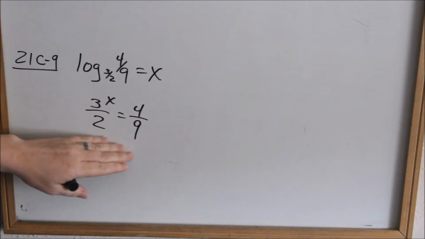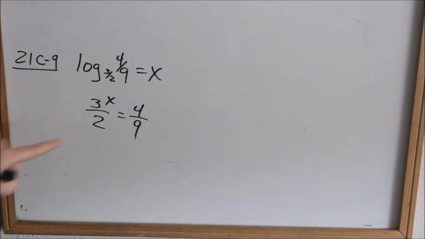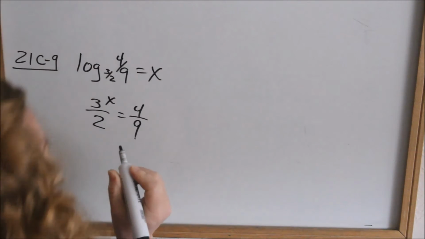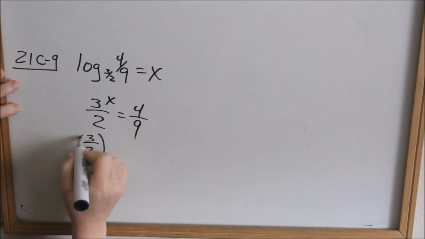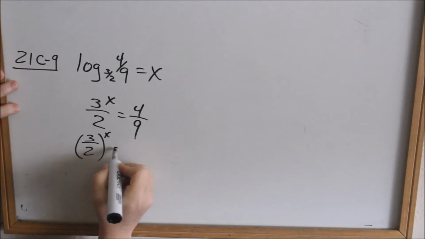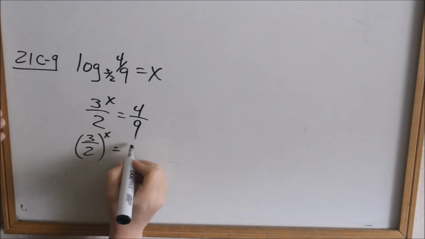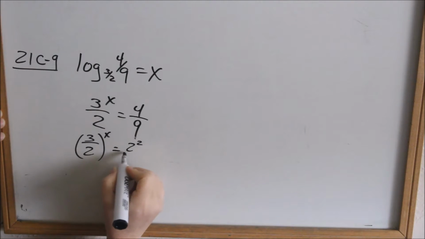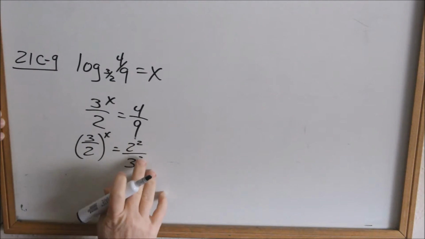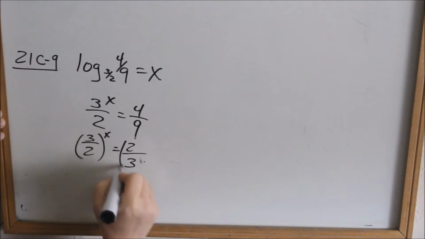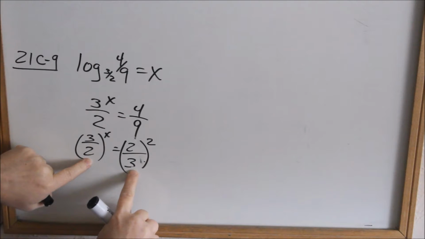I need to get both sides in the same base. So I need to get this to match this. So I do know that 3 over 2 to the x, changing 4 and 9 into bases of 2 and 3. 4 is 2 squared, 9 is 3 squared. So instead of saying exponent each one, I can just say whole thing squared. Do my bases match? Not yet.